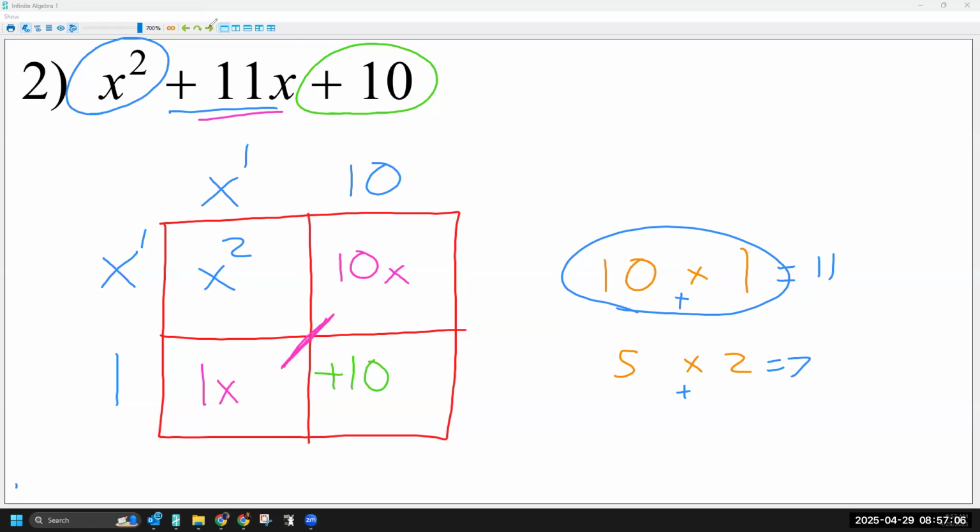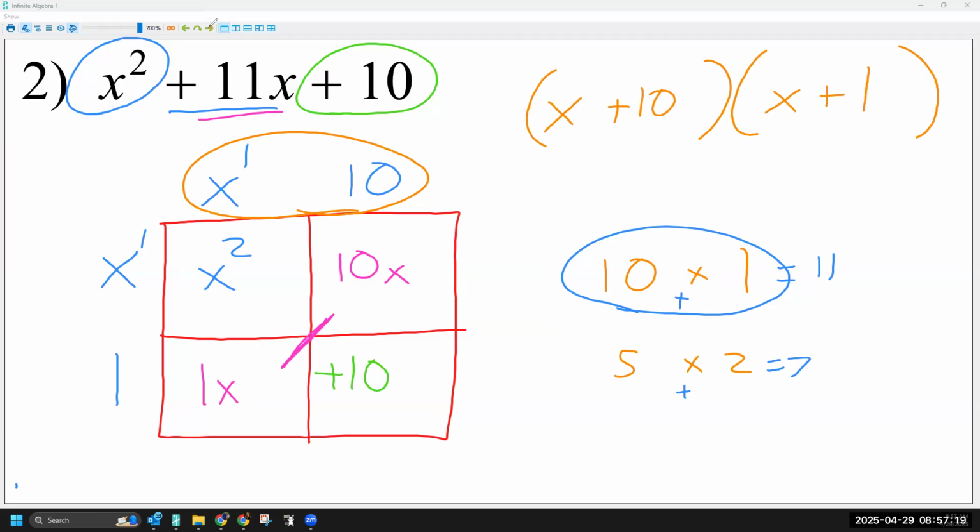So my parentheses, x plus 10, and then my other one, x plus 1. So what I did was, when I circled this pair right here, I took the first number, put it here, the other number, and put it there. And I could have flipped them. I could have put the 1 there and the 10 here. It'd been fine. Same thing.